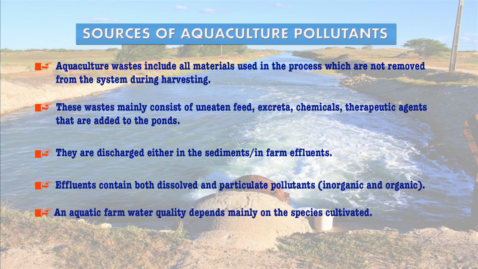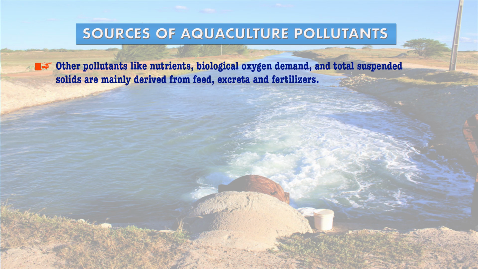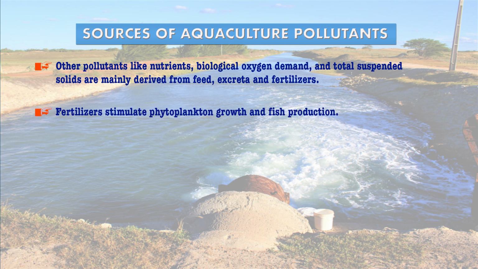Aquatic farm water quality depends mainly upon the type of species cultivated. So that is depending upon the species. Now other pollutants will include the nutrients, then obviously the biological oxygen demand and the total suspended solids. All this is derived from the feed, from the excreta and also from the fertilizers. The fertilizers will stimulate phytoplankton growth and also fish production. So here again we can go on to biofertilizers or biomanures, but then some synthetic fertilizers are also being used.